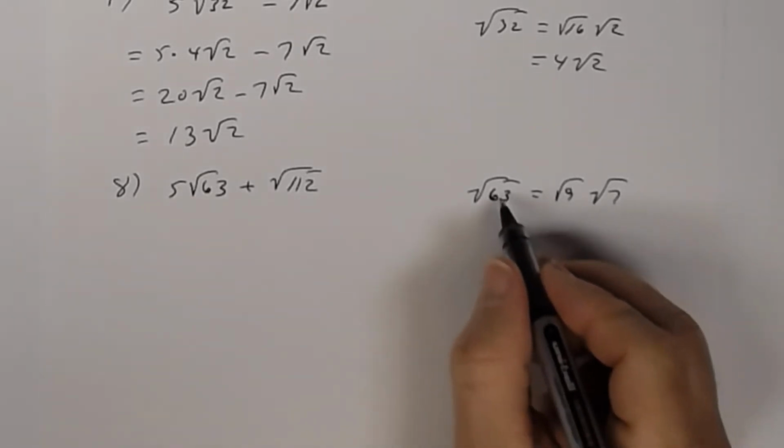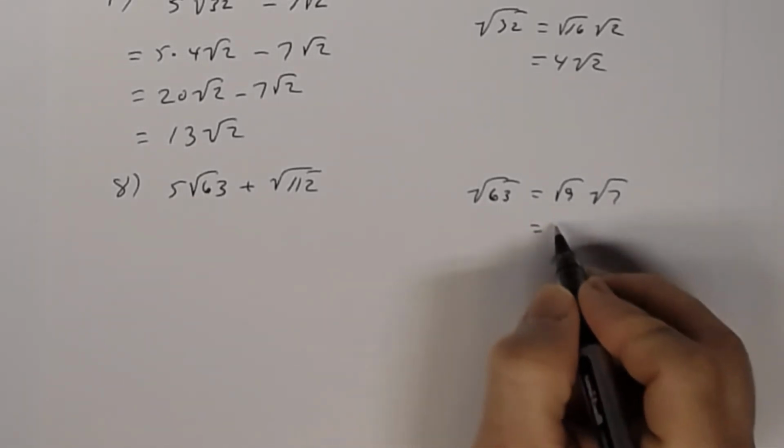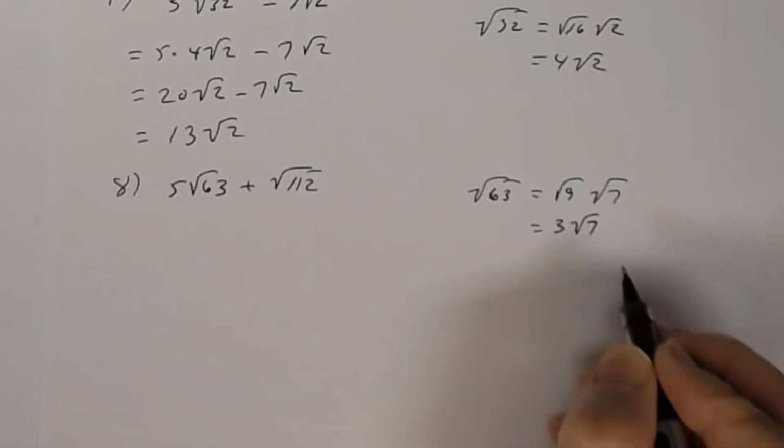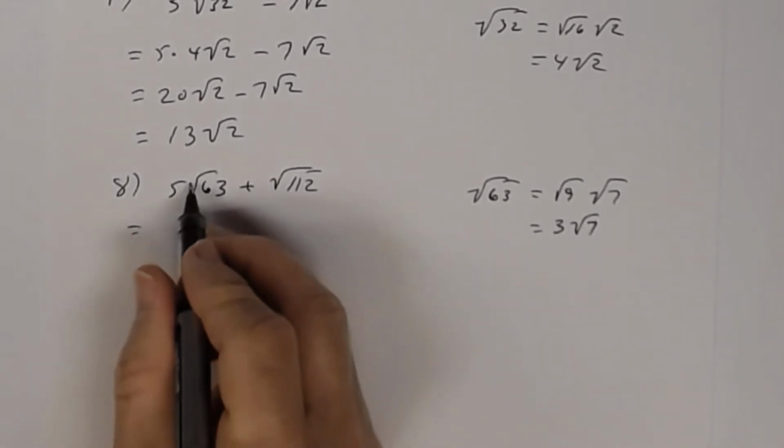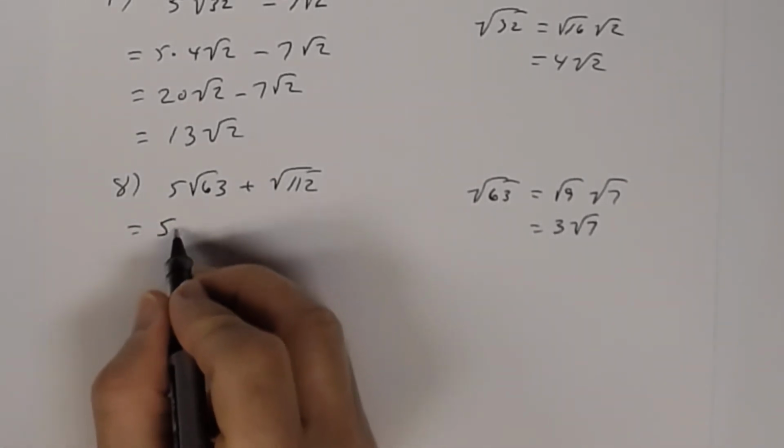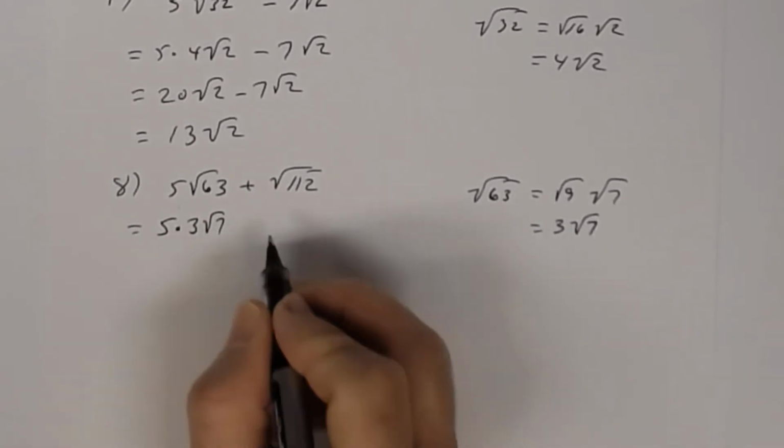Because 9 is the largest perfect square that goes in 63. Square root of 9 is 3, so this is 3 square root of 7. So this becomes, don't forget, that's being multiplied by 5. So that's 5 times 3 square root of 7.